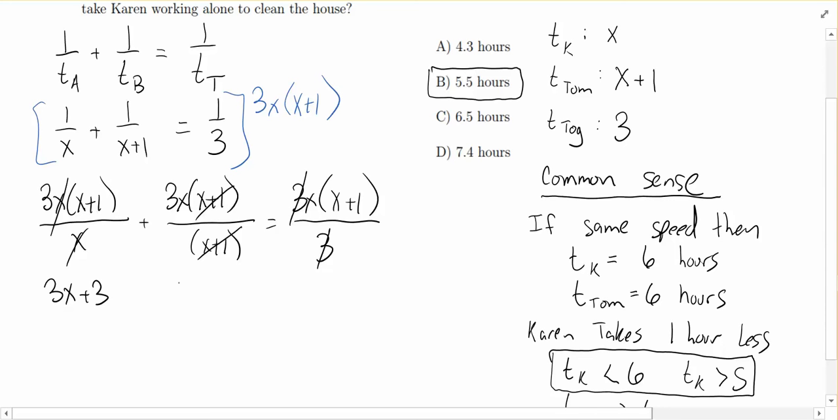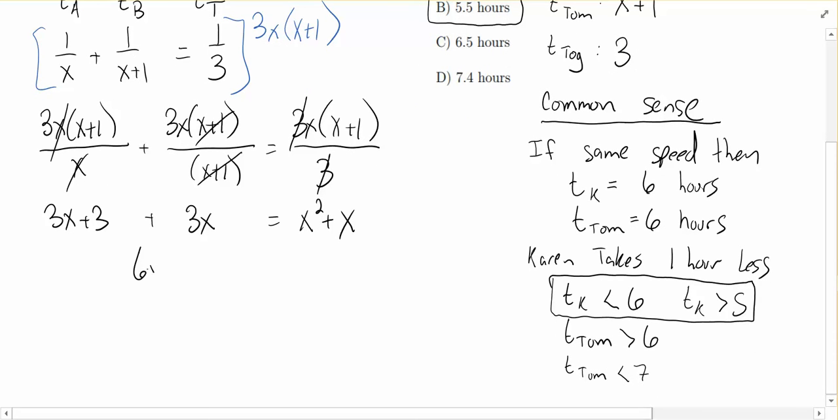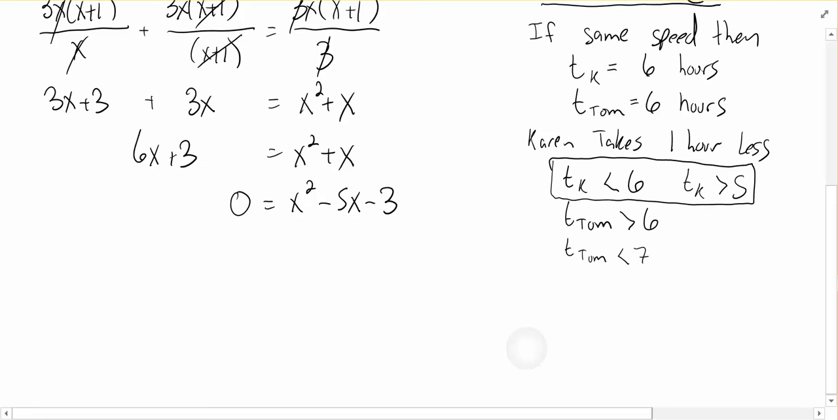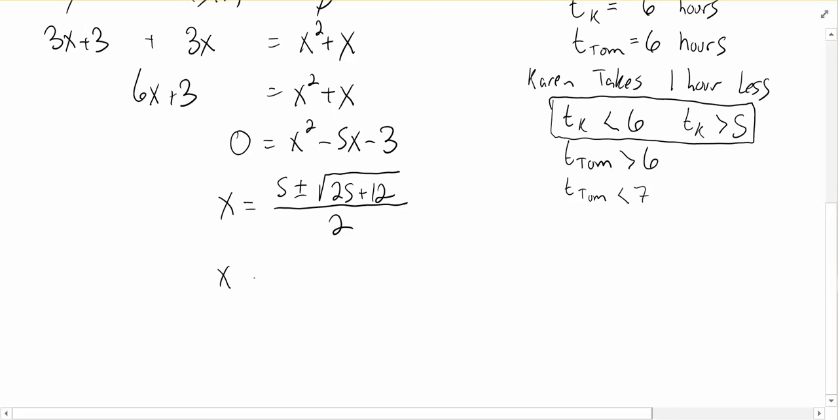So we can distribute the 3. We've got 3x there. We can distribute this x. We can combine like terms over here. We can subtract the 6x, subtract the 3. Whoa, sorry, I went too far. Now we use the quadratic formula, so opposite of b plus or minus the square root of b squared minus 4ac all over 2a. So we have 5 plus or minus the square root of 37 over 2.